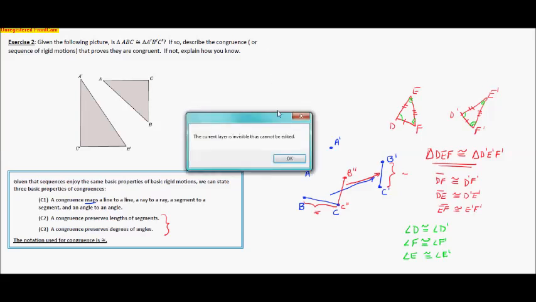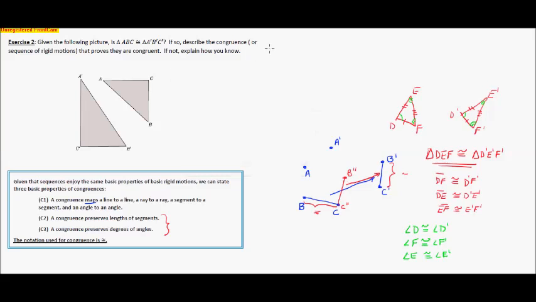a translation or a reflection or a rotation that will move this original figure and map it right on top of this figure, and they want to be the same size and the same shape, or a sequence of those, right? Like two translations or a reflection and then a rotation, etc.